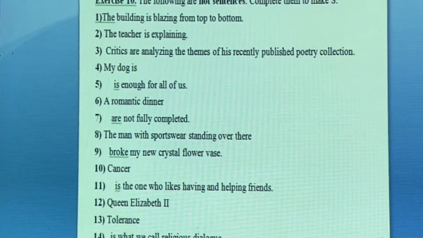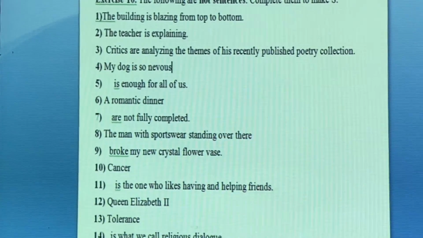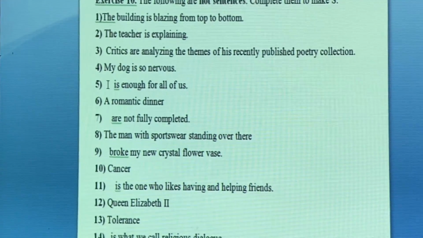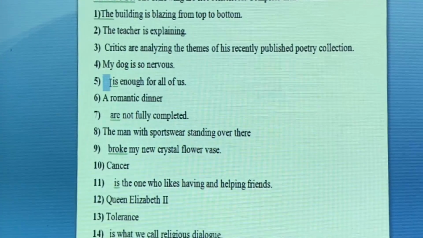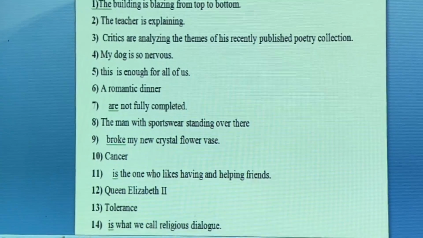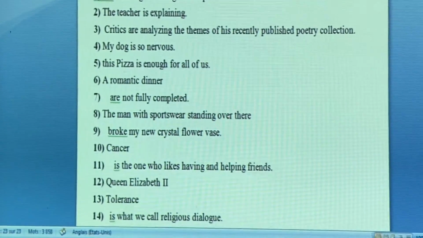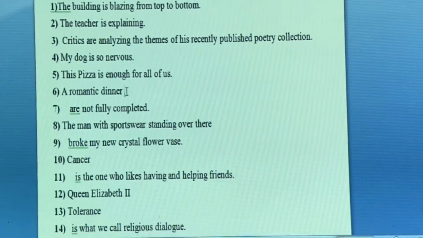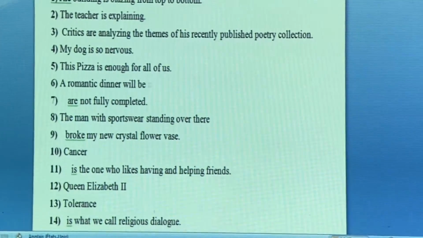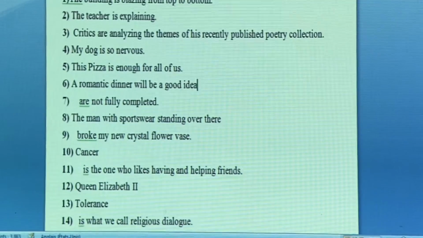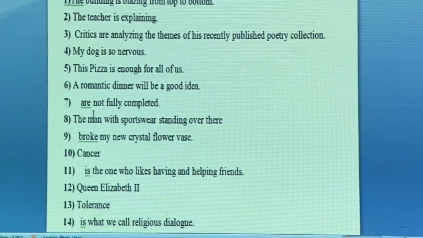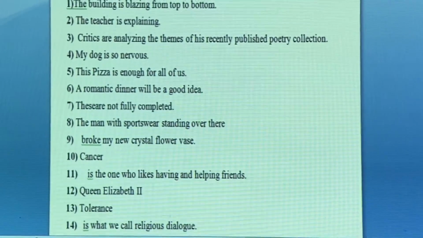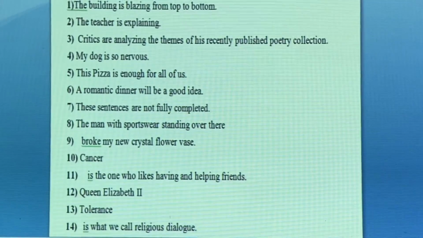My dog is so nervous. Is enough for all of us. They say, this pizza is enough for all of us. Here, the beginning, capital T. A romantic dinner will be a good idea. Are not fully completed. So you say, these sentences are not fully completed.